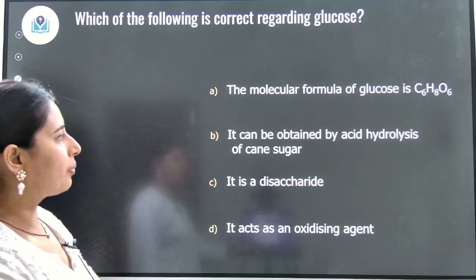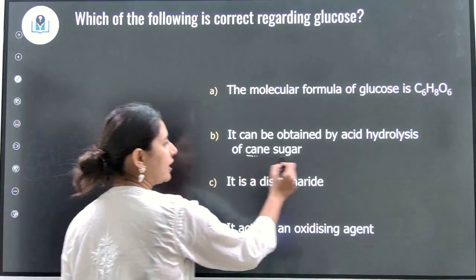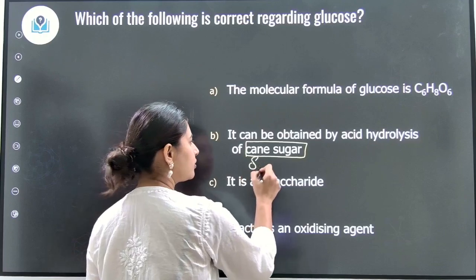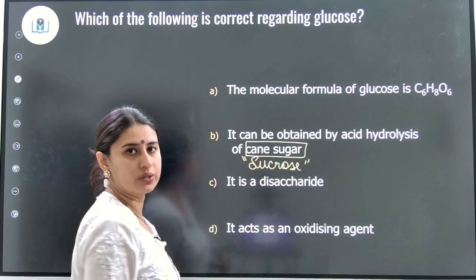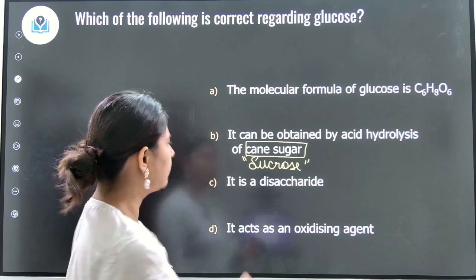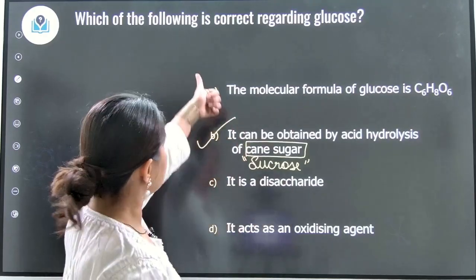Great. So it can be obtained by acid hydrolysis of the cane sugar. Cane sugar is nothing but sucrose. That's what you had to figure out. So sucrose can give you glucose and fructose. So yeah, good for us, right? B becomes the answer.